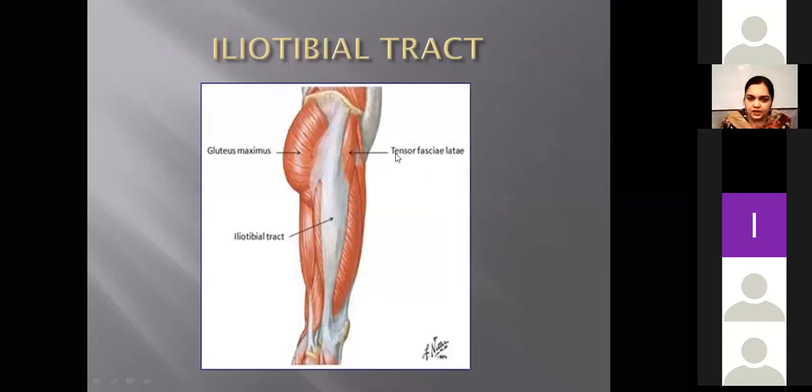This is also a slide showing the fibers of the tensor fascia lata. The name indicates it tenses the fascia lata. It helps in tensing the fascia lata and gluteus maximus. You can see in this slide, we have one model also showing the same wide band on the lateral side that is termed the iliotibial tract, and it is simply the modification of the deep fascia, fascia lata, on the lateral side of the thigh.